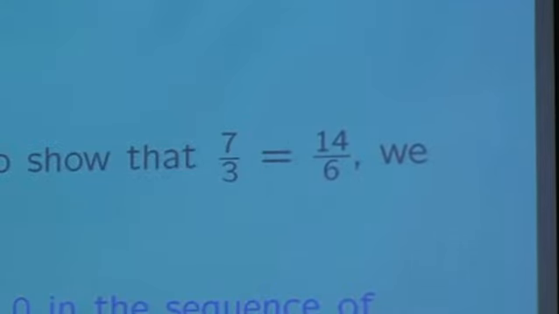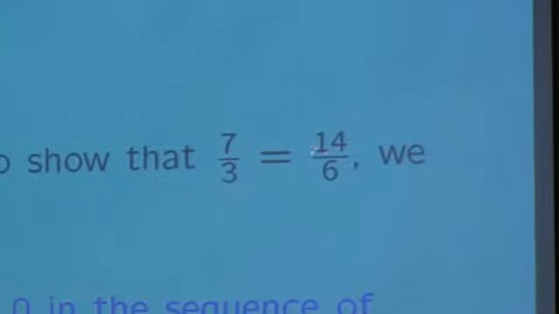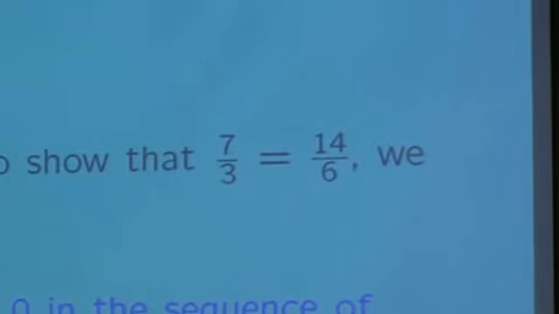You want to say, why is this true? It's so simple. There's nothing to think about. That's all you do. You're saying the 7th point in the sequence of thirds is also the 14th point in the sequence of sixths. That means you look at pictures and say, are those two points the same point on the number line? Yes. Any kid can do that.